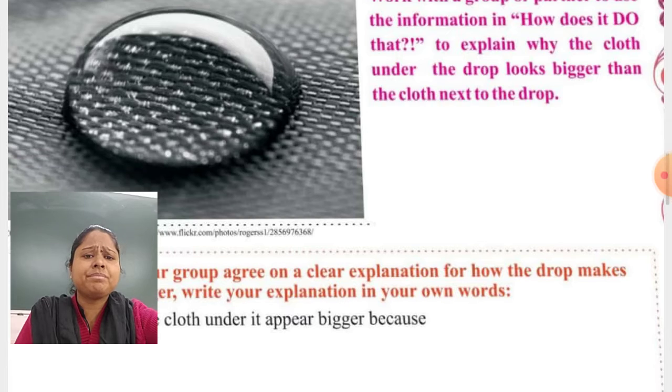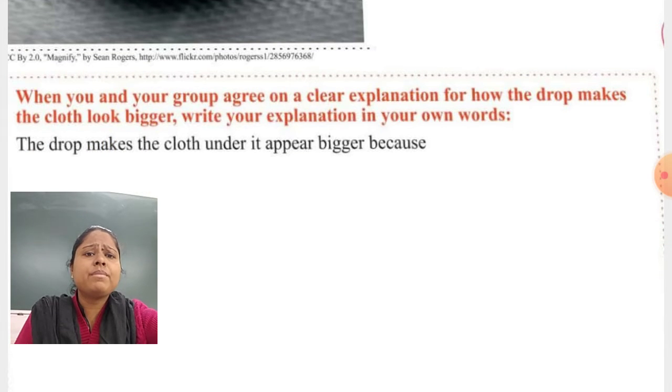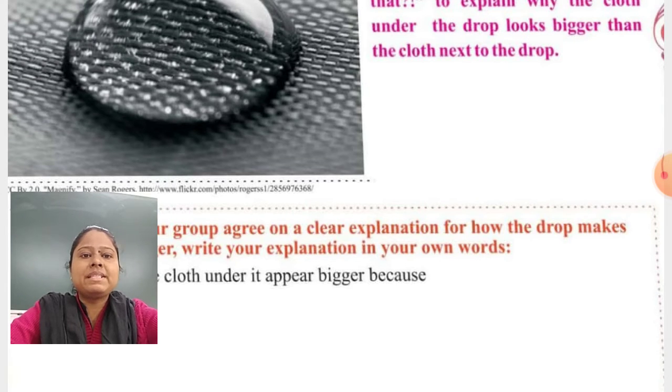So why did it happen? Why does the cloth under the drop of water look bigger? So let's see the explanation. The drop makes the cloth under it appear bigger. Why? Because the drop of water on the cloth creates a magnified area. The area covered by the drop is the magnified area.